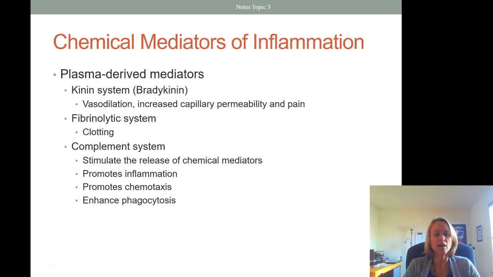And then we have the complement system, which is also plasma-derived, and these are a collection of about 20 proteins that can come together and trigger different events. So they're going to stimulate the release of other chemical mediators, they're going to promote inflammation, they promote chemotaxis, and they're going to enhance phagocytosis.